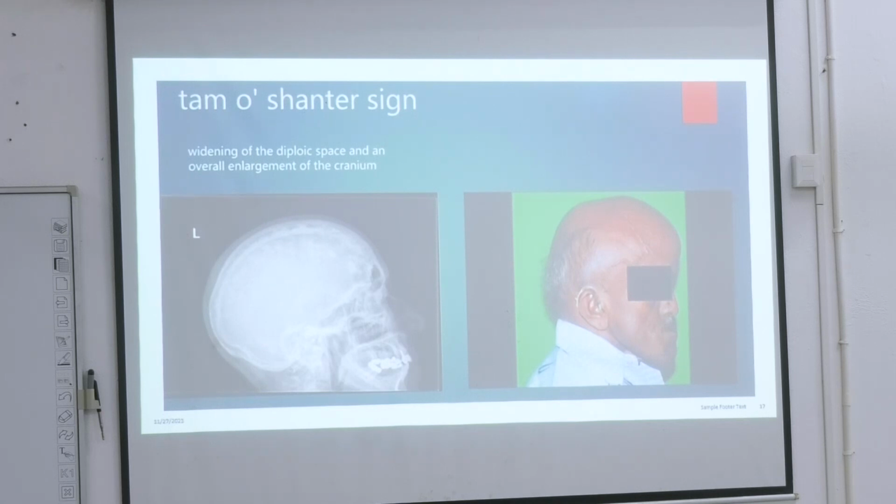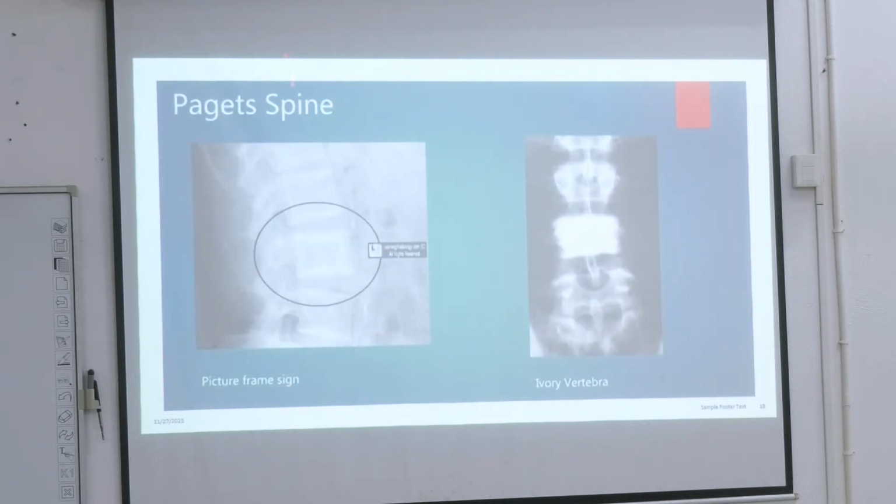So this is called Tam-O'Shanter sign. Now you can see this straightening of vertebra, photo frame sign.